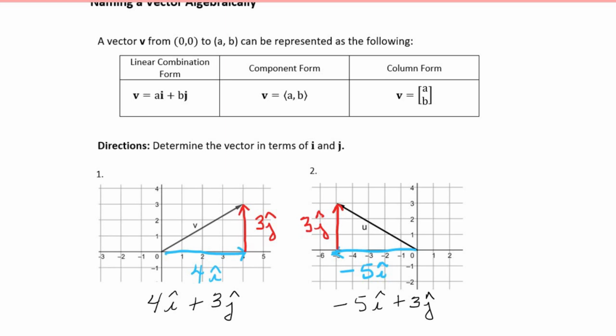I want to talk a little bit more about what this notation means. So looking at problem 1, my answer here is 4i plus 3j. So this indicates that vector v is the sum of this blue vector and the red vector. Remember, sum is the answer to an addition problem. So in other words, that vector v is the result of adding that blue vector and that red vector together. Your book goes into more detail about what it means to add vectors geometrically.